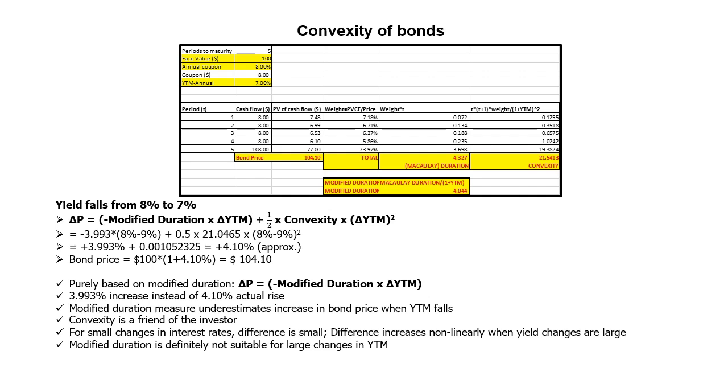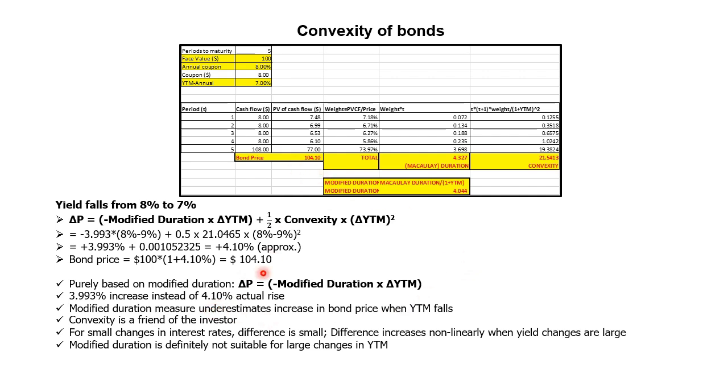Let's now calculate the change in bond price if the yield falls from 8% to 7%. As you know the formula, delta P is equal to minus modified duration into delta YTM plus 1 by 2 into convexity into delta YTM whole square, which is equal to plus 4.10% approximately. Therefore, the revised bond price will be 100 into 1 plus 4.10%, which is $104.10. The figure matches with the figure calculated based on the discounted cash flow model.